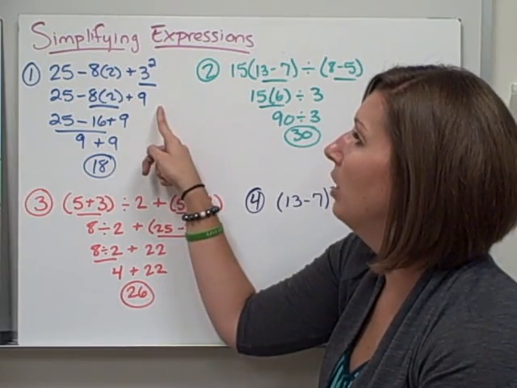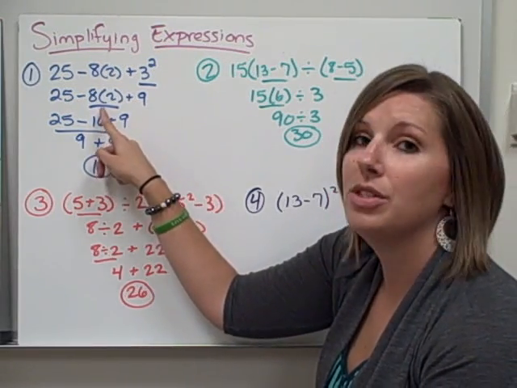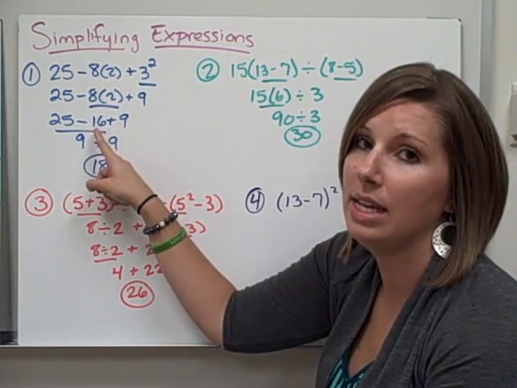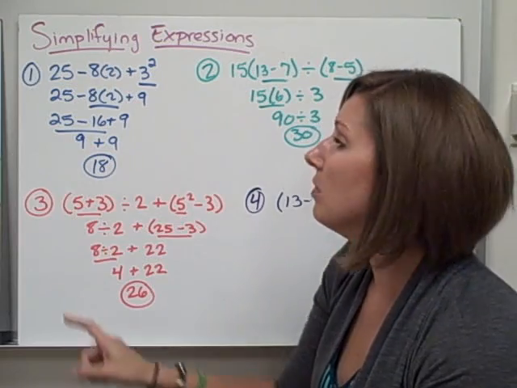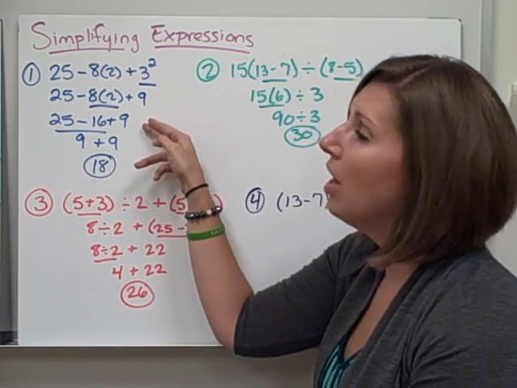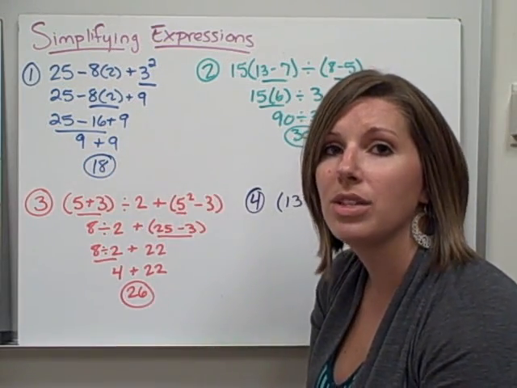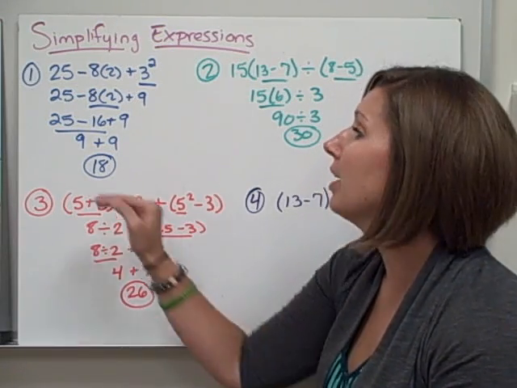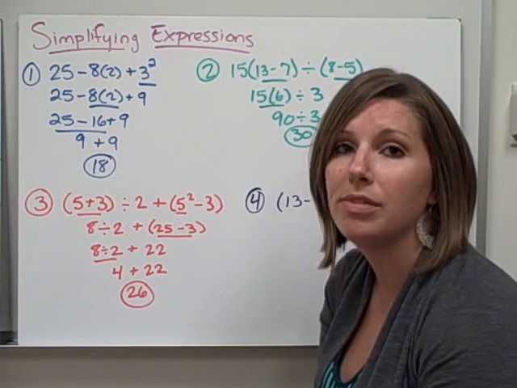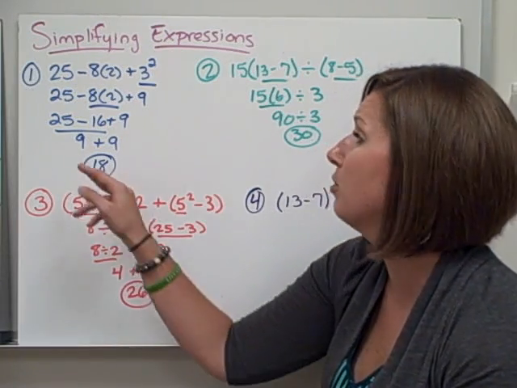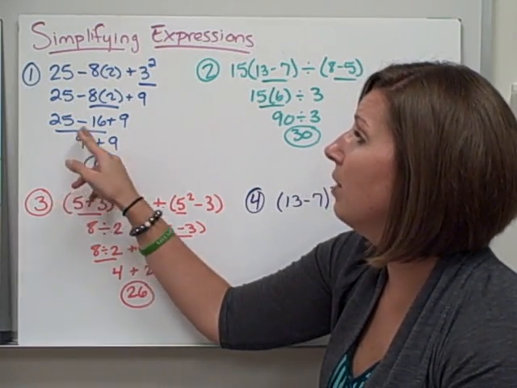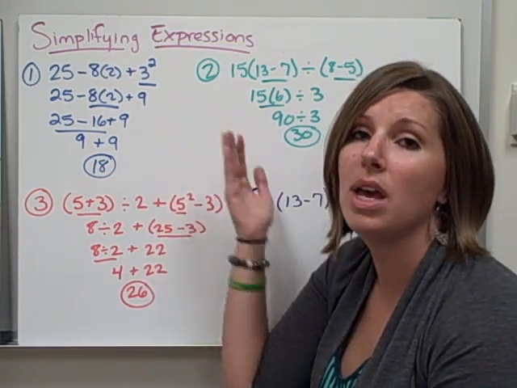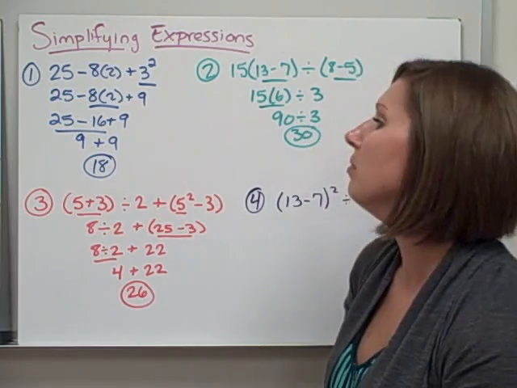We rewrite the problem. Our next step is to complete the multiplication, 8 times 2, which is 16. And we rewrite the step. Now if you take a look at it, the only operations that come next are the subtraction and addition. Those are of equal priority, so we're going to complete them whatever comes first from the left to the right. In this case, it just happens to be subtraction. So 25 take away 16, we're left with 9. We bring down the rest of the problem, and 9 plus 9 is 18.